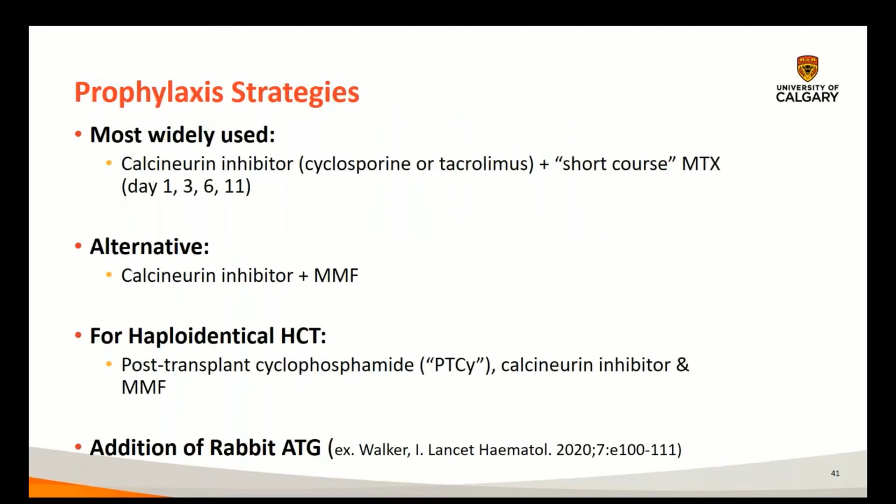In terms of prophylaxis strategies, the most widely used would be calcineurin inhibitor plus what's called short course methotrexate. That is 4 doses of methotrexate given on days 1, 3, 6, and 11. Usually a little bit of a higher dose on day 1, typically 15 milligram per meter squared, so not huge doses, and then 3 more doses at about 10 milligram per meter squared after that.